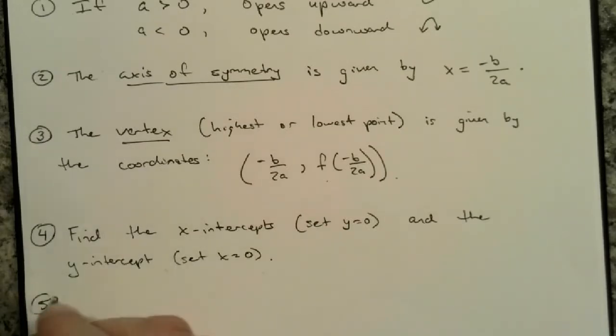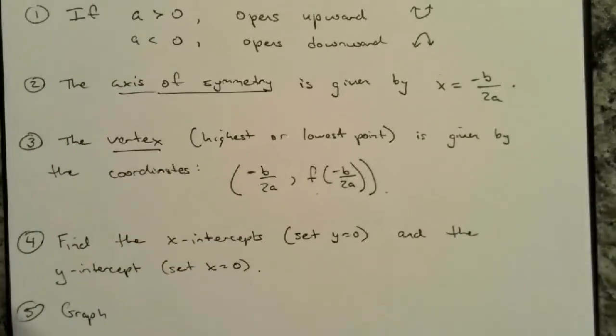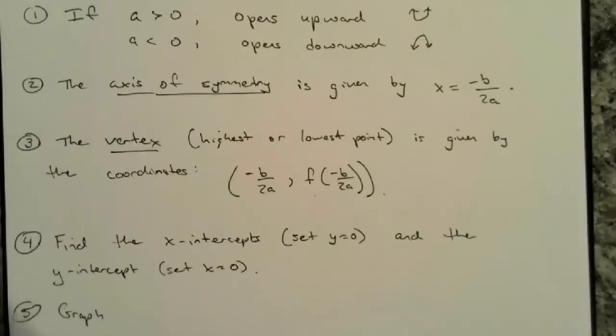And the last thing you do once you have all that is graph. All right, so we'll look at a couple of examples using this. These are for the parabolas that have this form of ax squared plus bx plus c. If you have a function with the highest power of 2, there'll always be a parabola. If it's not in this form, you could always get it into this form to graph it.